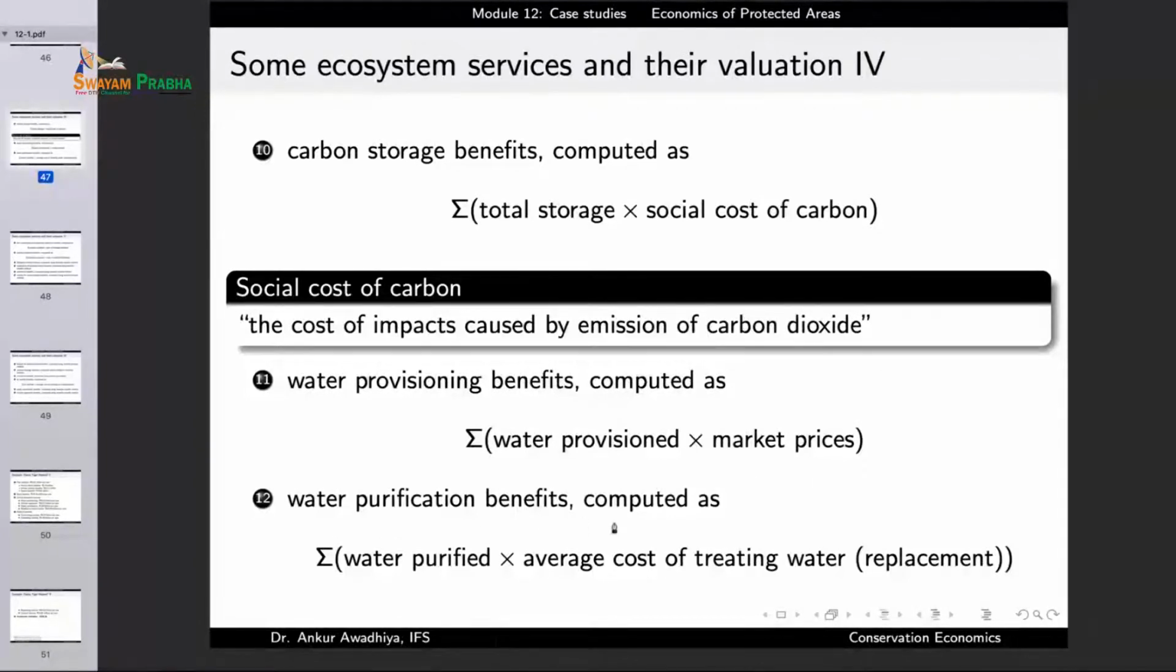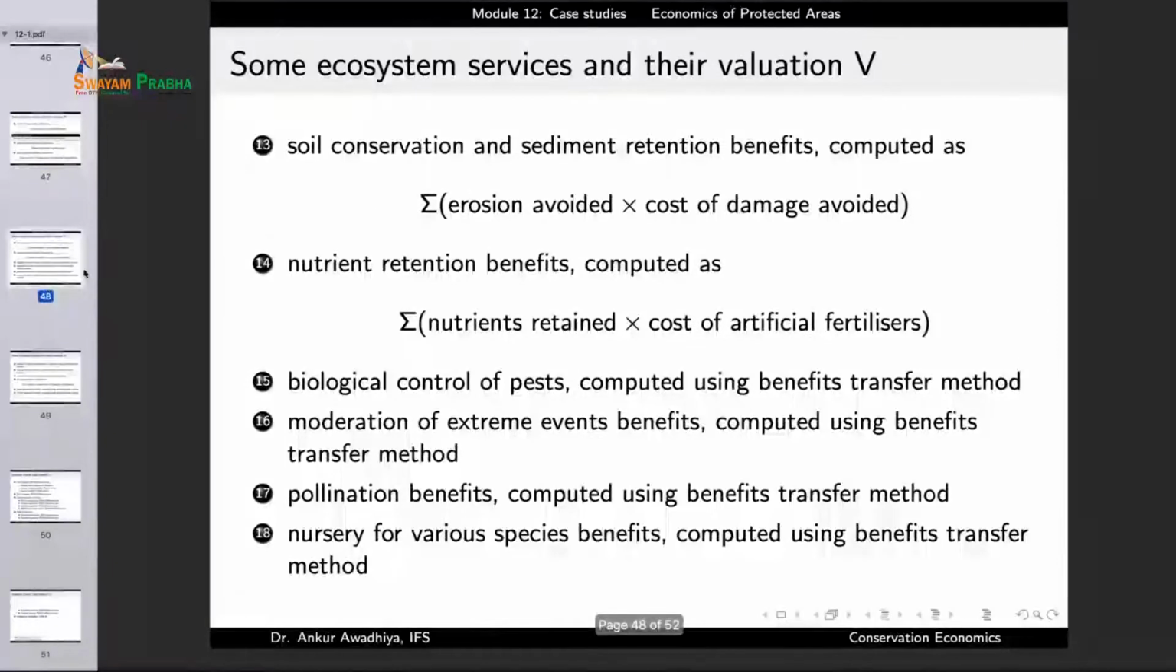We can look at water purification benefits, which is the water that is purified by a protected area multiplied by the average cost of treating water. Or we can look at soil conservation and sediment retention benefits. The amount of erosion that was avoided by this protected area multiplied by the cost of damage that was avoided. We can look at nutrient retention benefits. The amount of nutrients that were retained multiplied by the cost of artificial fertilizers that would have been required if you were not retaining these nutrients.